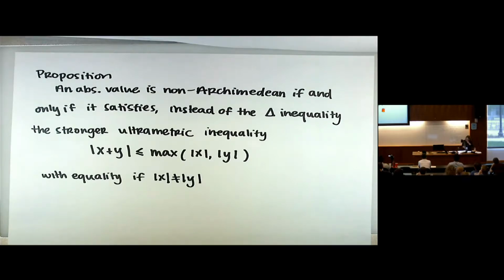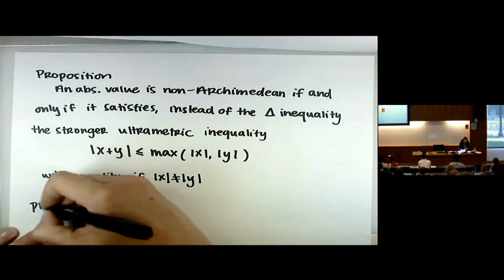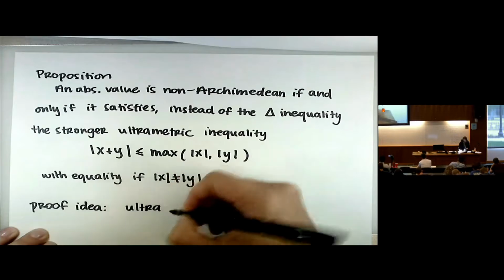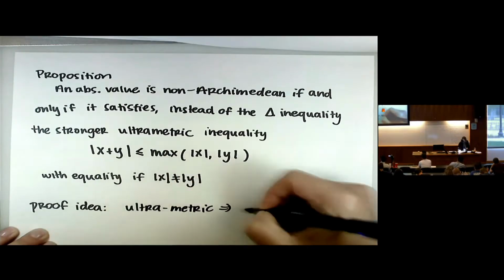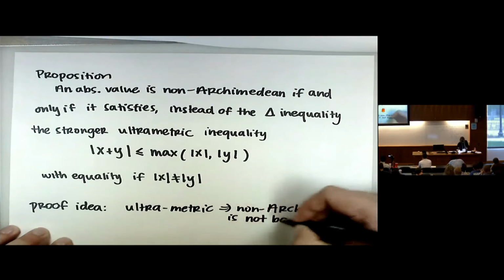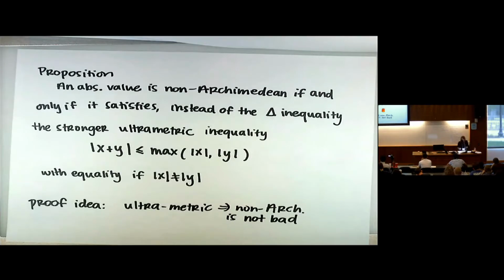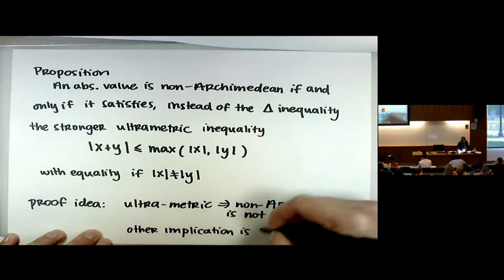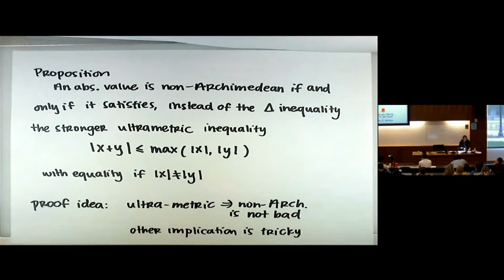Okay, so the proof of this, one direction is not so hard. If you have the ultrametric, I'm not going to prove it, just a proof idea: ultrametric implies non-Archimedean is not bad. So I recommend that you think about that. The other implication is tricky, but none of this is as difficult as other stuff you'll see this week. I encourage you to think about it or look it up. I looked it up, I'm going to be honest with you, and it was a very satisfying argument.